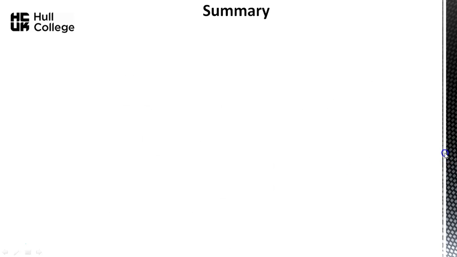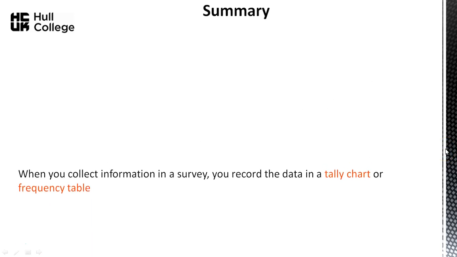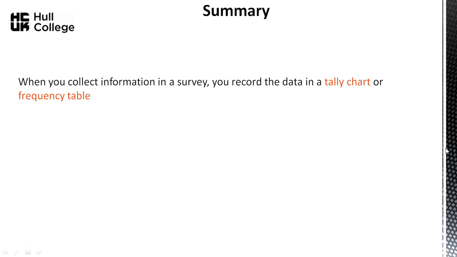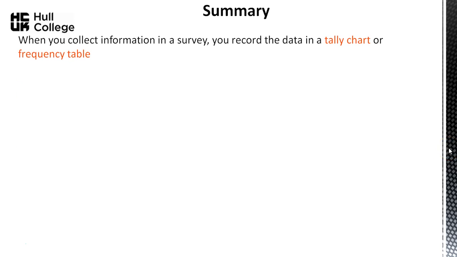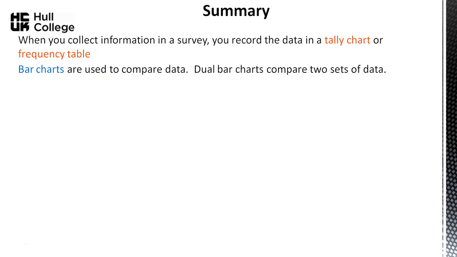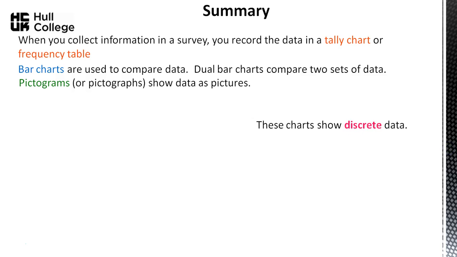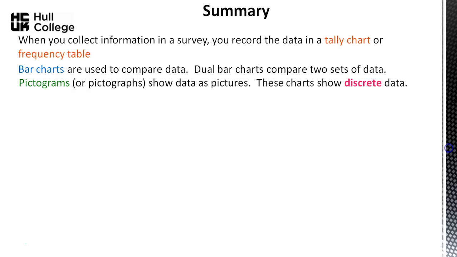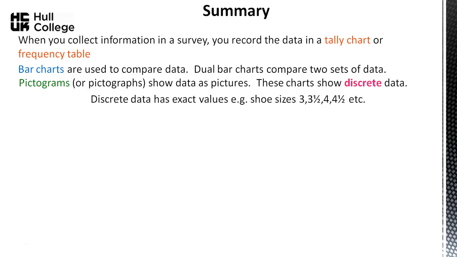So in summary, when you collect information in a survey, you record the data in a tally chart or frequency table. Bar charts are used to compare data. Dual bar charts compare two sets of data. Pictograms or pictographs show data as pictures. These charts show discrete data. Discrete data has exact values.